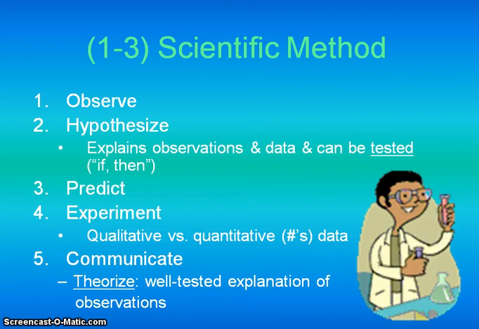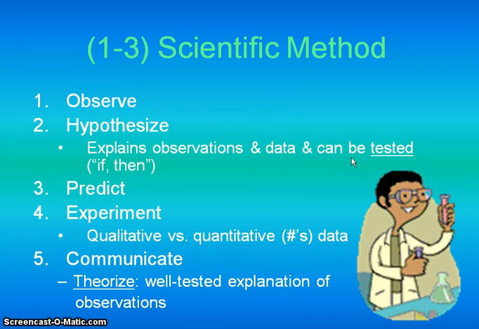Okay? So with the observing part, this generally happens first, mainly in the fact that as we go about our lives, we will see things occur or hear things and wonder, why did that happen? Okay, so that's where the scientific method process starts. From there, we would develop a hypothesis. A hypothesis is going to explain those observations and data and must be tested. Okay, so it has to be a testable statement.